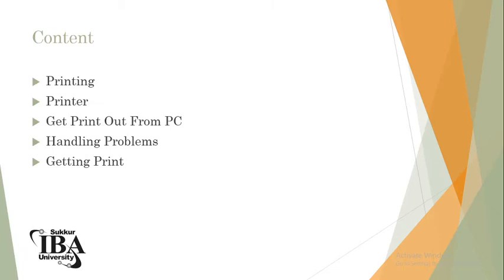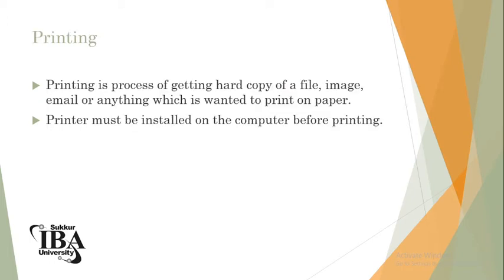So this is our content list, in which: printer, get print out from PC, handling problems, getting print. First of all, we are going to know about printing. What is printing? Printing is a process of getting a hard copy of a file, image, email, or anything which is wanted to print on paper.